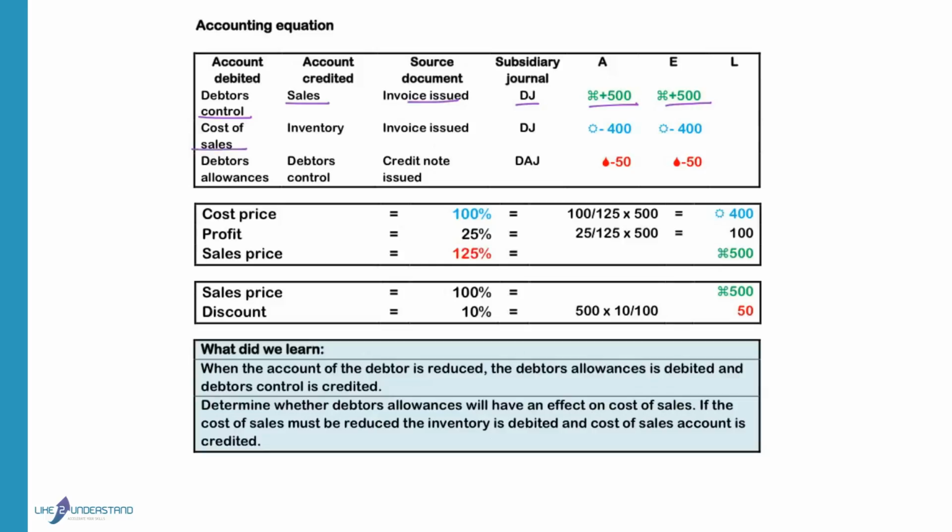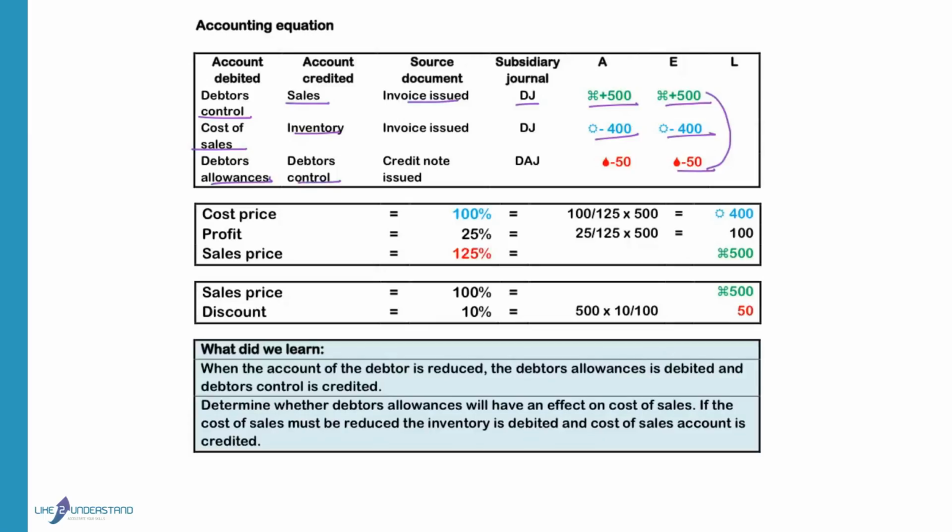So cost of sales is debited because expenses decrease equity. Inventory is credited to decrease assets. When we allow the discount, debtors' allowances is debited to decrease the profit with $50 so that we can cancel out that $500 income and reduce it with $50.